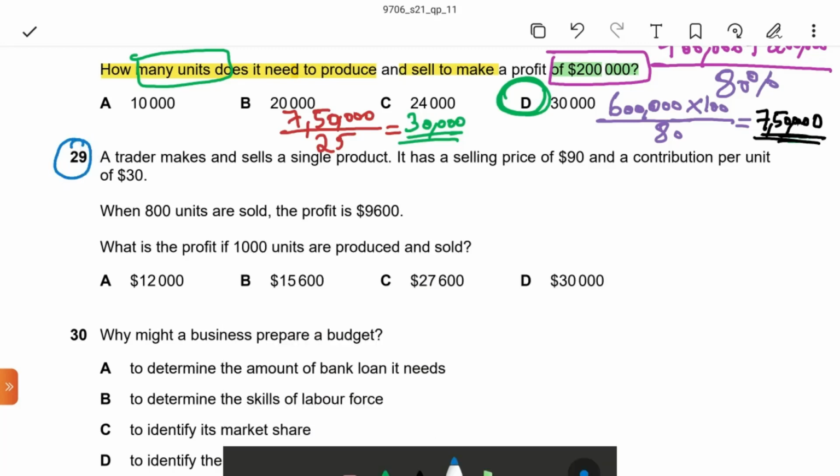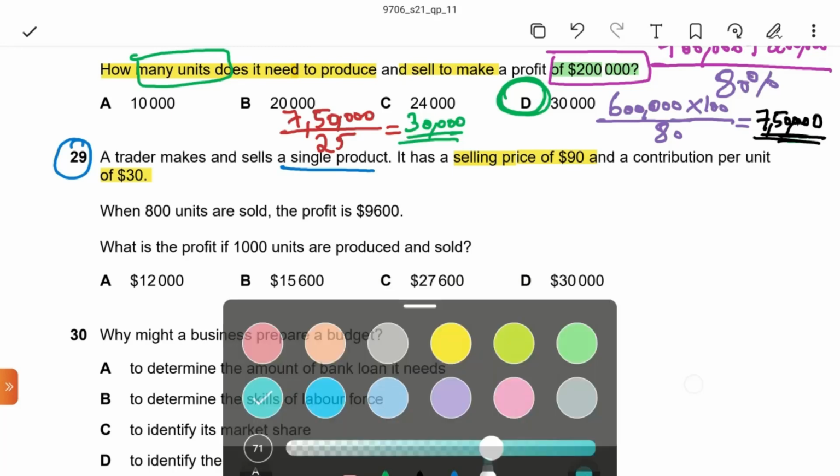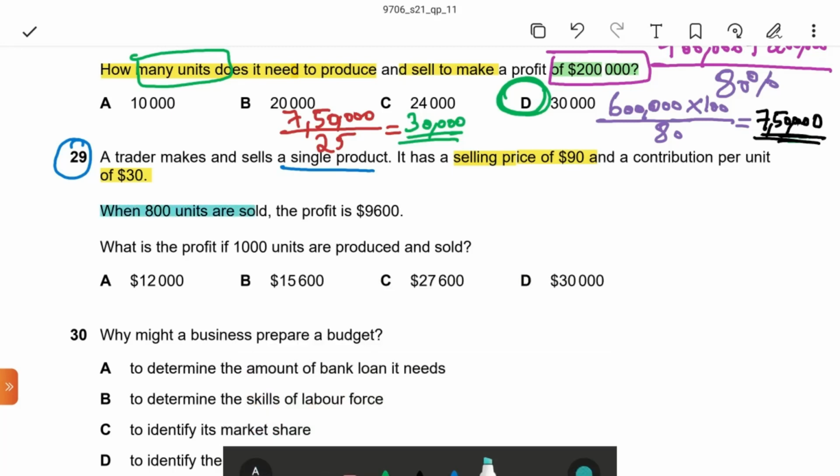A trader makes and sells a single product. It has selling price 90, contribution per unit 30. When 800 units are sold, they got profit 9,600. What is the profit if 1000 units are produced and sold? Very easy question. If they got 9,600 when they sold 800, how much will be our profit?